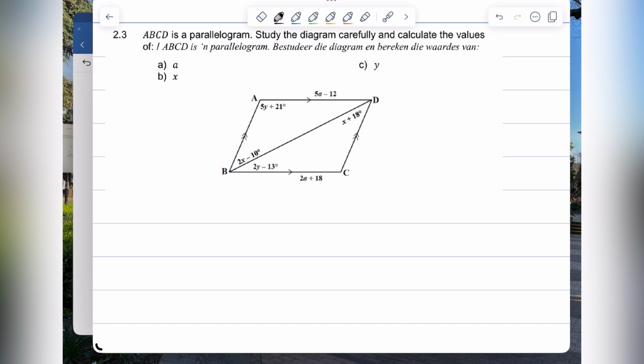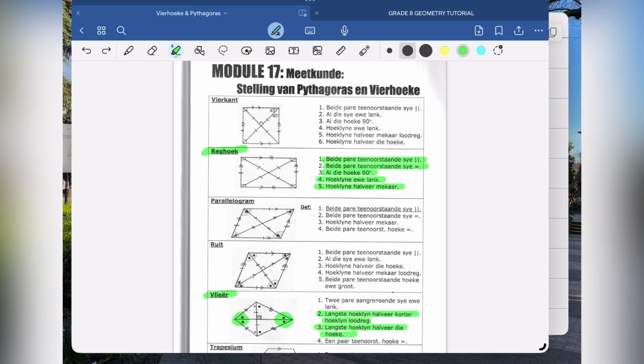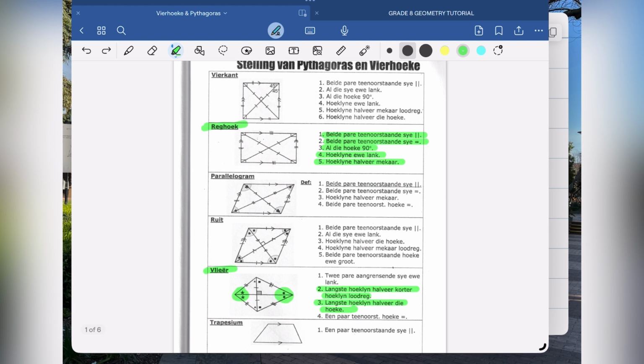Now, if I look at where the A values are positioned, the A values are given in the sides. So if I look at my properties, ons kyk gou na ons eienskappe van 'n parallelogram. And what do we know about the sides here? So ons just highlight parallelogram. So hulle sê beide pare teenoorstaande sye is ewewydig. So weer eens, daardie 2 vertikale lyntjies beteken nie gelyk nie, dit beteken ewewydig, maar dan as ons kyk na die tweede eienskap, beide pare teenoorstaande sye is ook gelyk. So both pairs of opposite sides are equal.